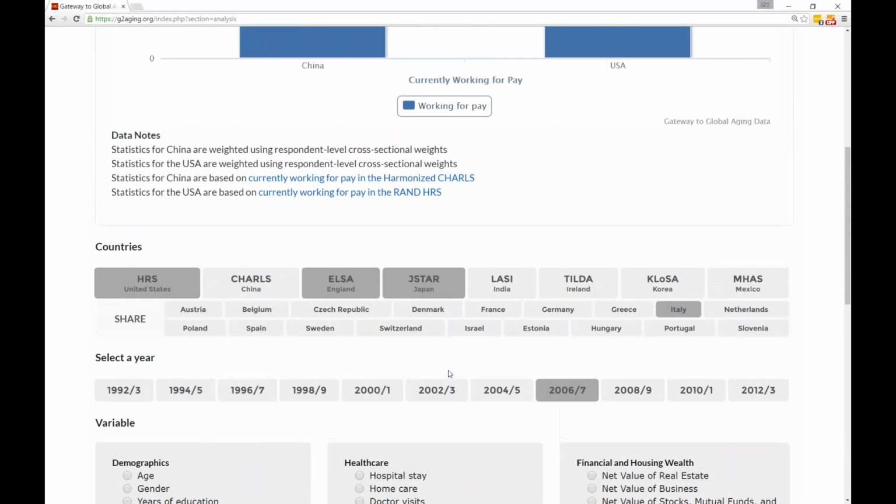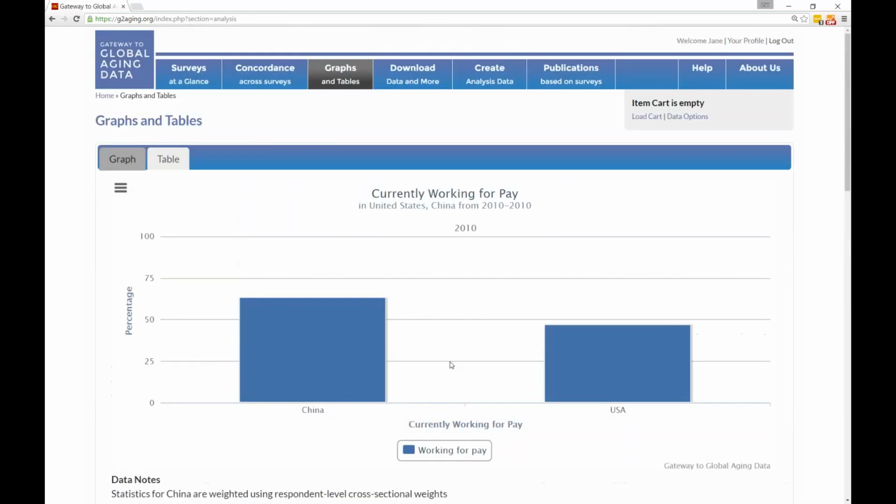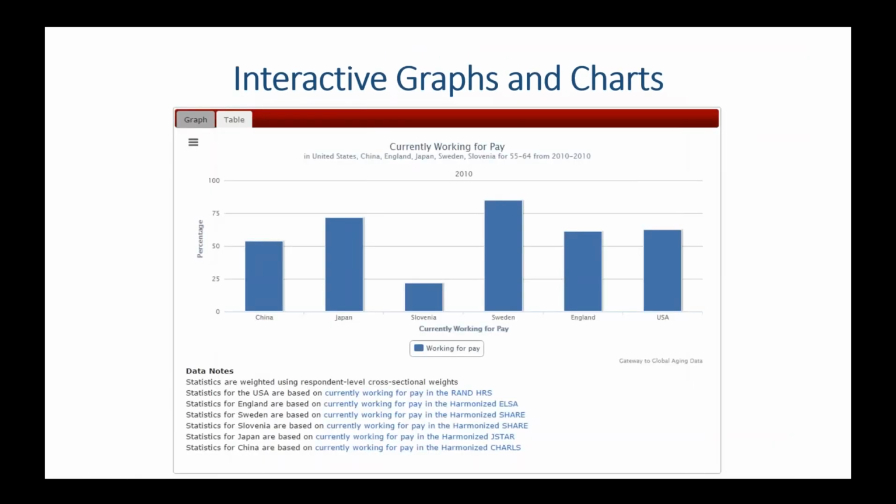Once a chart has been generated at least one time, then it's quite quick to generate this chart, and it doesn't take much time at all. So while this is generating, let's look at a couple other examples. This is a chart which is currently working for pay, and in this case, we've sub-selected.